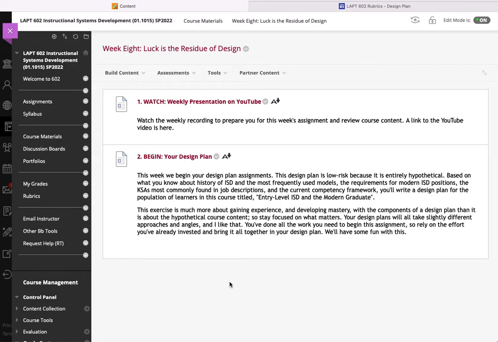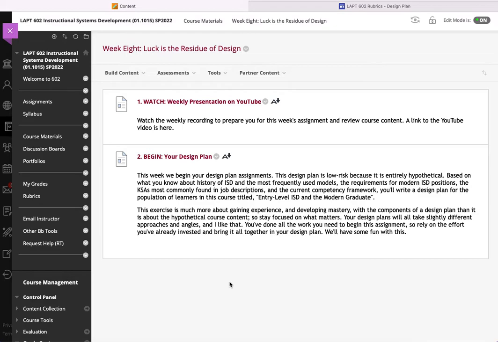The exercise is really about gaining experience and developing mastery with the components of a design plan. It's not so much about how perfect your course content is or how perfect your design plan is in relationship to the topic. It's really about fluency and mastery with the formatting and the thinking. So just stay focused on what matters. You might make a few misses in the content, and that's okay.